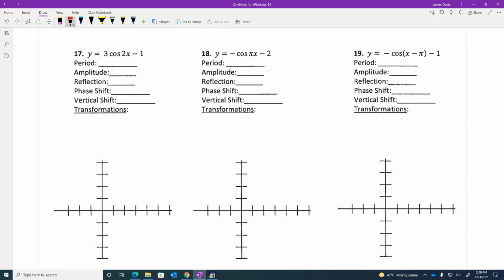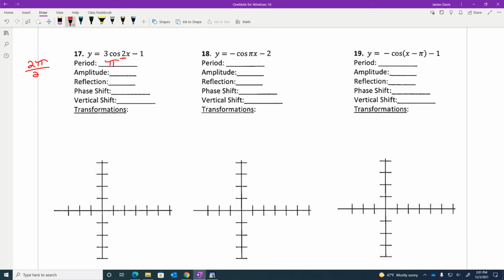So, what's the period on 17? We should do 22 next. Well, let's do this one first. 22. Not 4 pi. Close. So it's 2 pi over 2. It's pi. Right. Period will be pi.